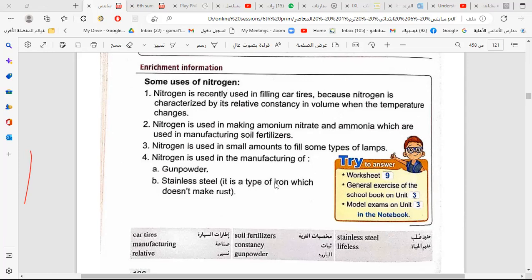Number 4 now, we have Muhammad Shadi. Are you ready to read number 4, Muhammad?